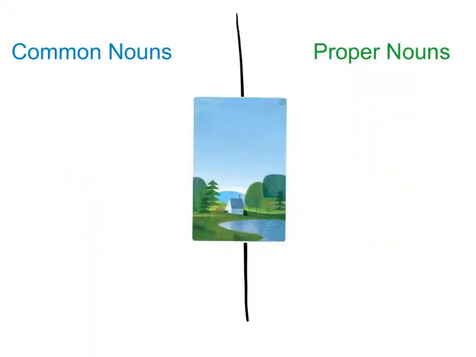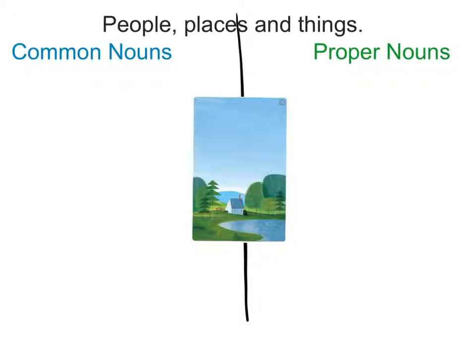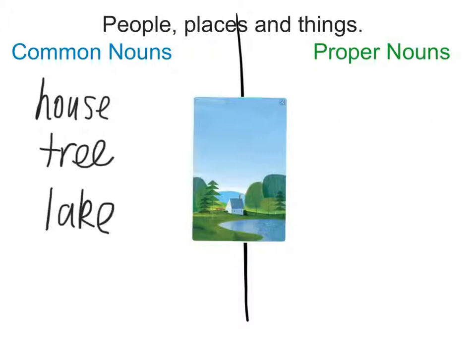There are 4 main types of nouns that we're going to learn about today. Here's the first 2, common nouns and proper nouns. Now, all nouns are people, places, and things. So let's look into this picture for some people, places, and things. I can see a house. I can see a tree. I can see a lake. All of these could be any tree, any lake, any house, anywhere. If I want to be more specific, then I choose the proper noun for these things.